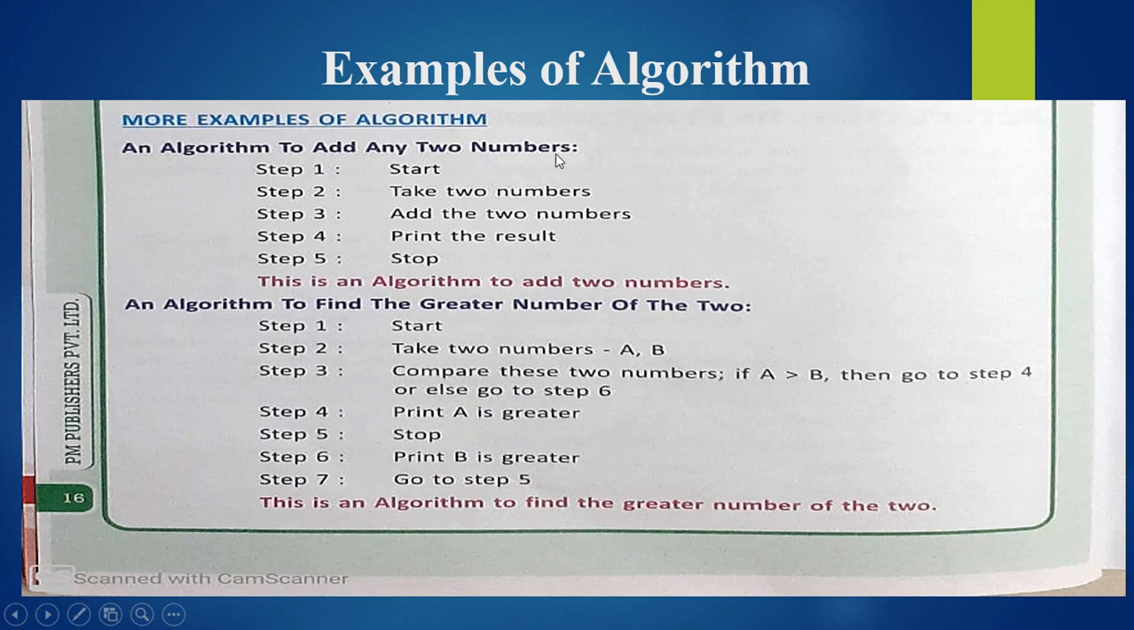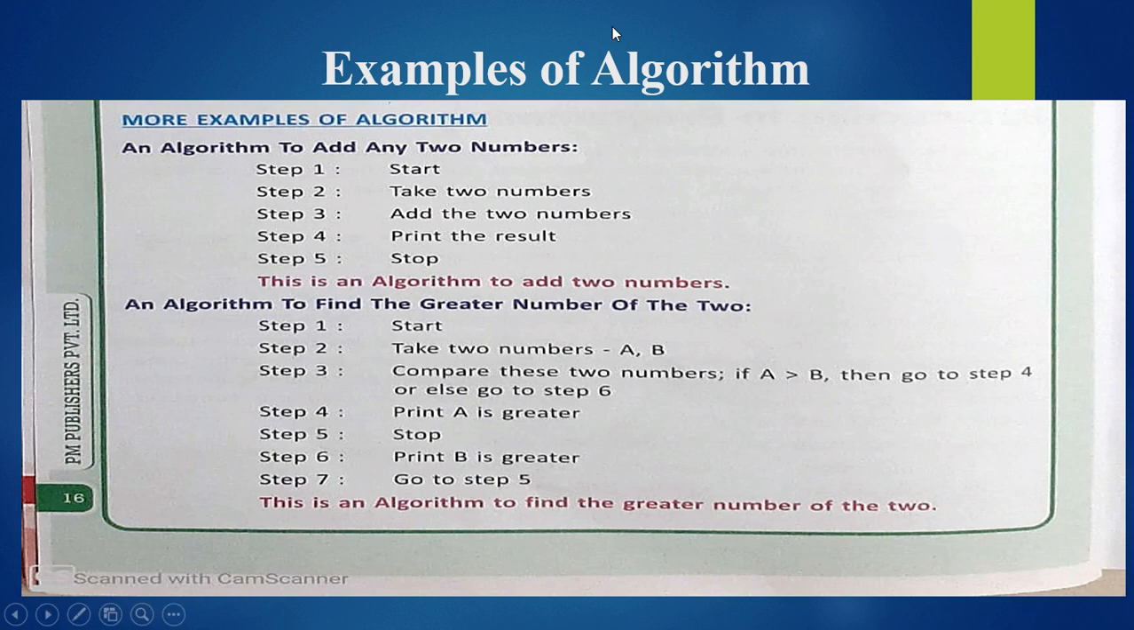Now how to add the two numbers: first start, second step, take two numbers. Let's take one example, let's say two numbers 3 and 5. Third step, add the two numbers, means 3 plus 5, 8. Fourth step, print the result. What's the output? 8. So print the result means it will print 8, then afterwards stop. So this is how you can write down the algorithm.